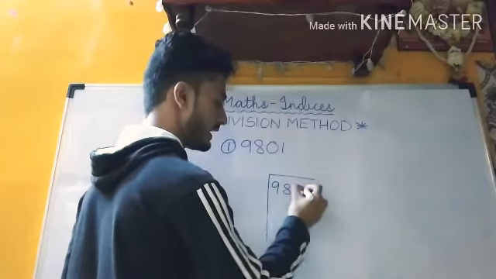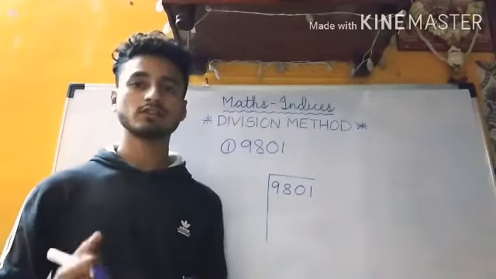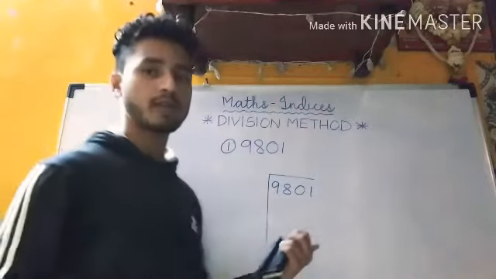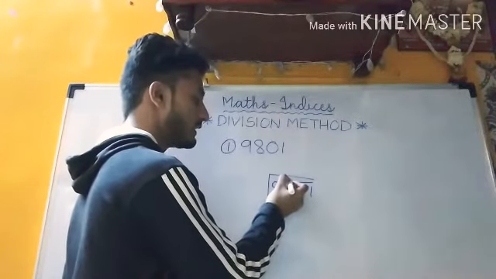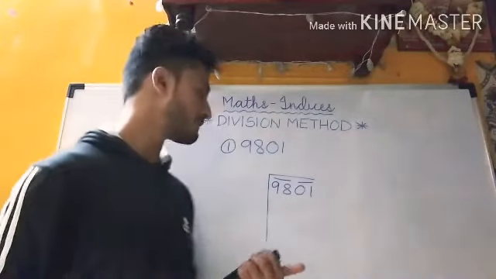So 9801. As we have learned in the first step, we have to make pairs. I have taught you how to make pairs, so we can make pairs now. 0 and 1 will make one pair, and 8 and 9 will make another pair. Okay, so now we have made pairs.